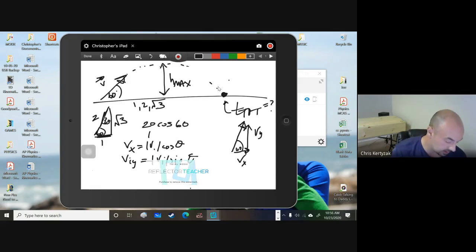So we're looking at cos 60. Cos is adjacent over hypotenuse. So I look at my 60, which is here, and think adjacent, which is 1, over hypotenuse, which is 2. So cos 60 is 1/2.